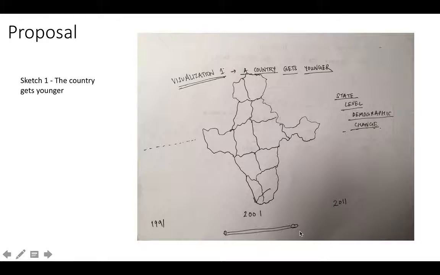I also wanted to implement a sliding scale. So I would use one image of India and you could just slide the scale across years and you would see India getting younger. But I haven't figured out how to do that yet. I believe that there is a way to do it using the D3 library in JavaScript, but I'm still researching that.